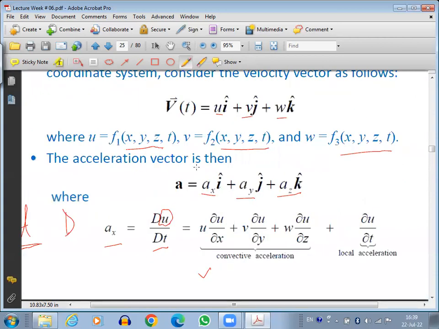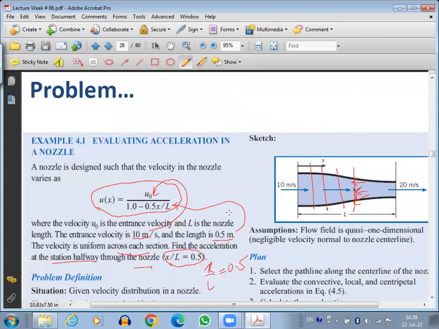So u is a function of x only. There is no du by dy, there is no du by dz, and u is also not a function of time. It was just a function of x, so this term will also be 0. What we are left with, since we want to find acceleration, is only ax, which equals u du by dx. This is what we need to do. We have u as a function of x, and we first need to find u du by dx. That will be ax.